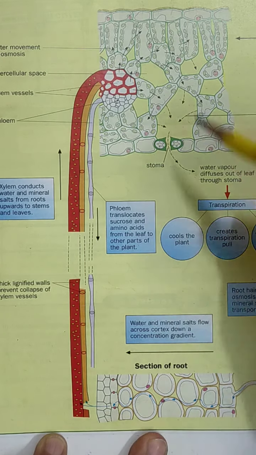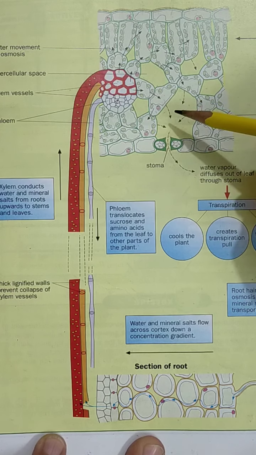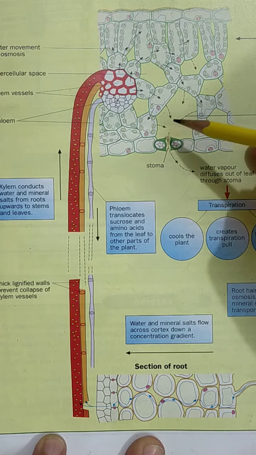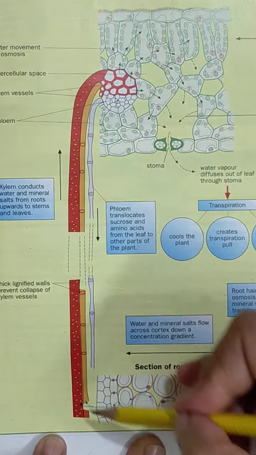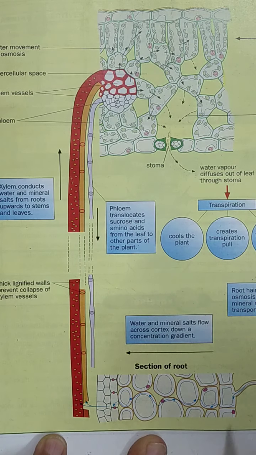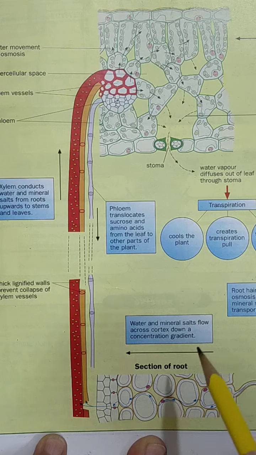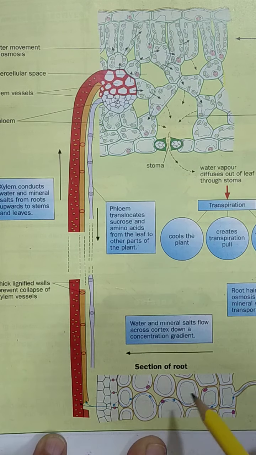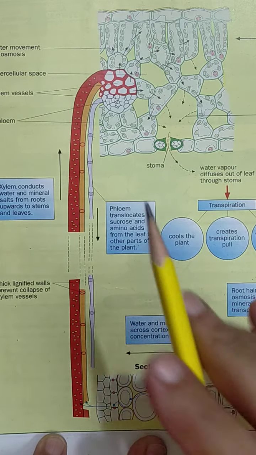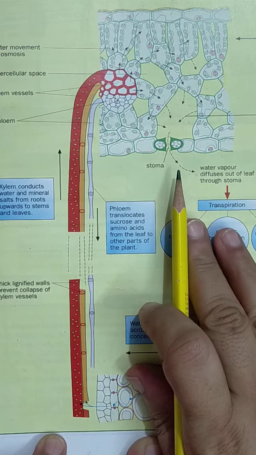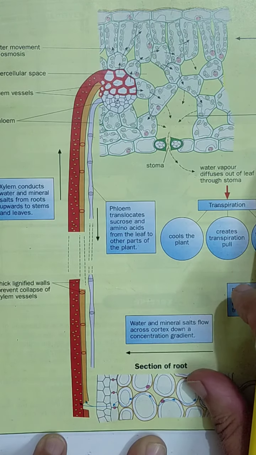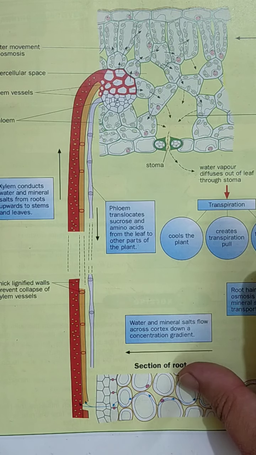So what happened due to transpiration? A continuous pull is created from leaf to root. This pull is called transpiration pull, and this is the most acceptable theory of transpiration, due to which plants get water and minerals. Is it clear? If there is any confusion, you can ask.